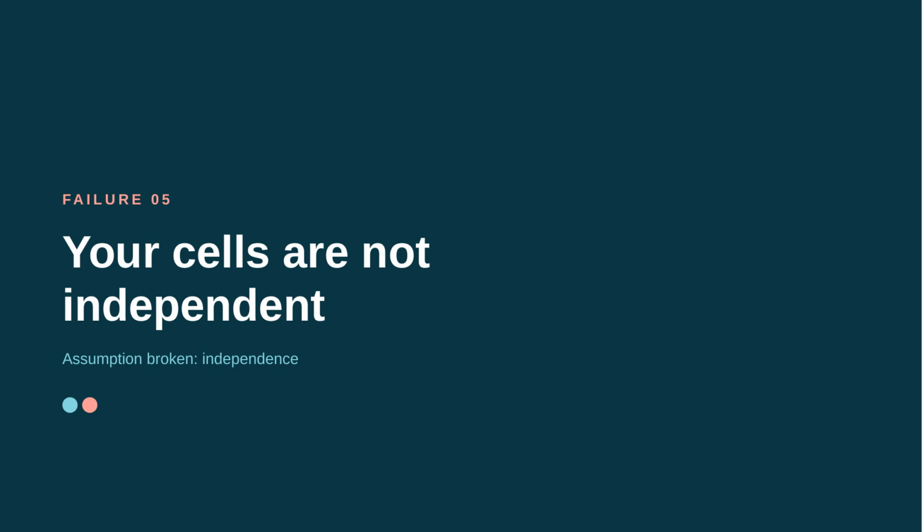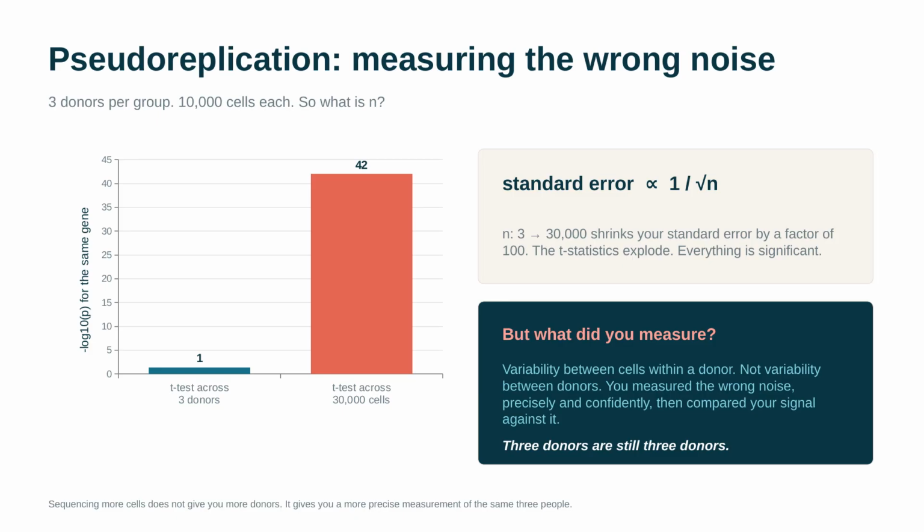Failure 5. And this is the big one. This is the failure that does the most damage in single-cell work, and it is the easiest to commit without noticing. You have 3 donors per group, but each donor gave you 10,000 cells. So you run the t-test across cells, and now n is 30,000 instead of 3.